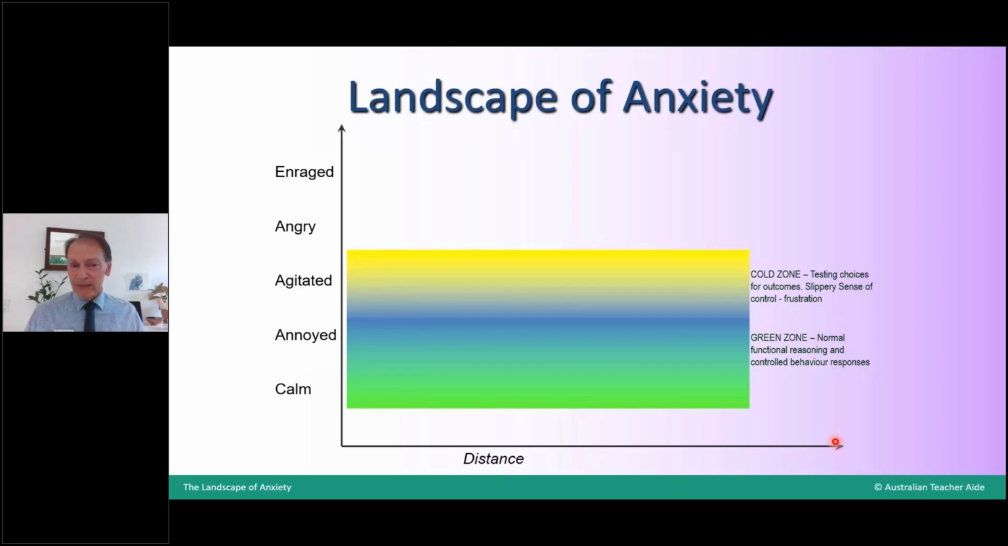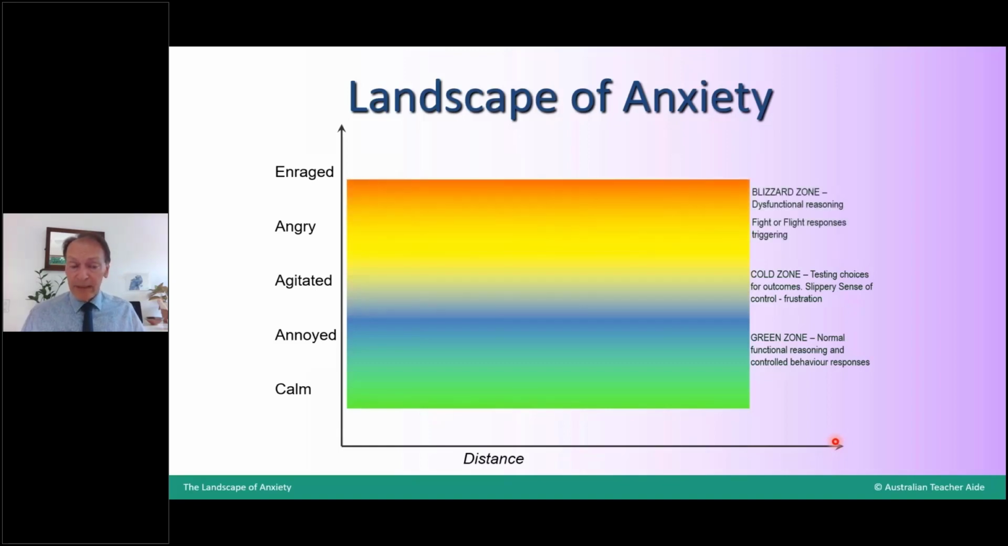Above that, if we go up in the mountain range, we'll find that things get a bit colder as we go higher up. And at that point, we start to lose that lovely sense of control, and we start feeling that slippery sense of control, a little bit of frustration perhaps. And we start to test choices to see if they work. We start to feel as though we're not completely in control. We're not able to make as many good decisions. And often we can actually feel that emotion developing. Above that, as we go up in the landscape, it gets quite cold, quite windy, sleety, rainy, snowy, blizzardy.